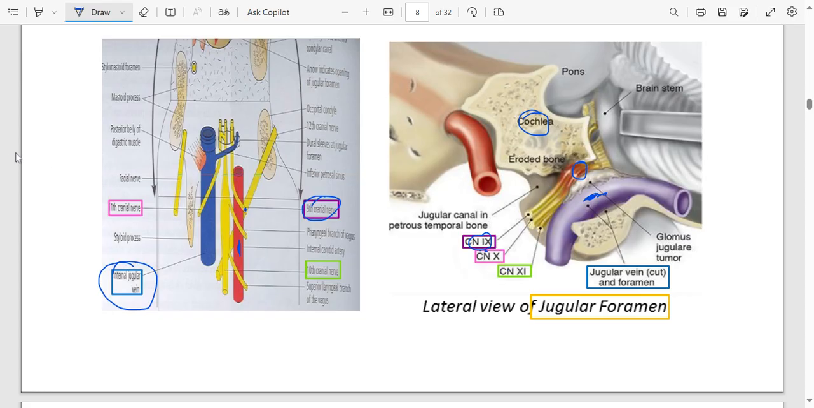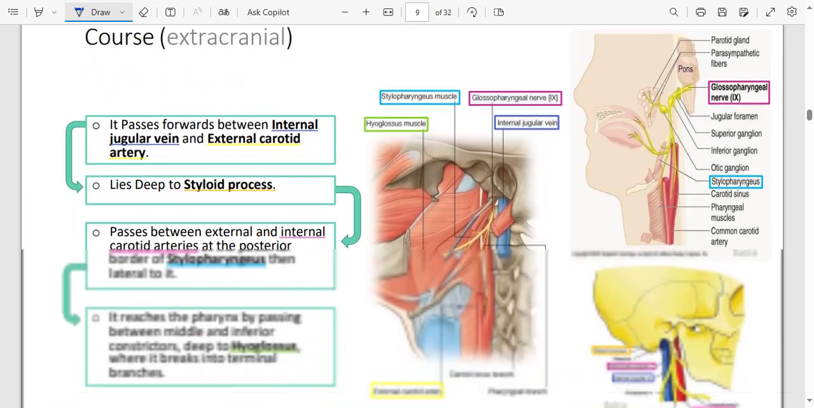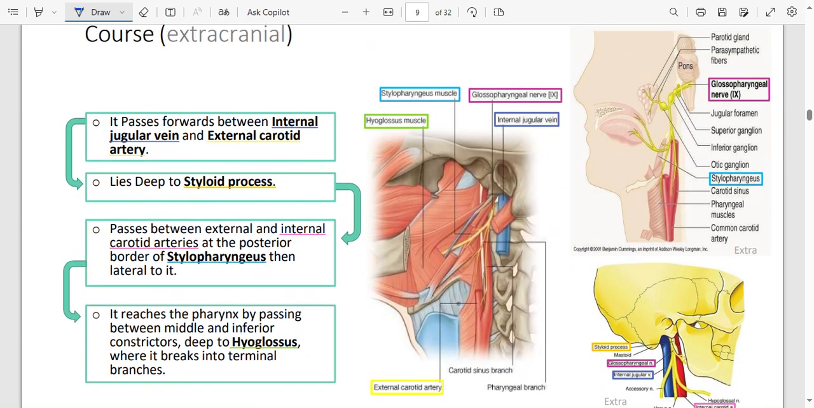Actually, these cranial nerves will be moving in what we call the carotid canal. If you remember, we talked about the carotid canal when we were talking about the neck. But what happens is that cranial nerve number 9 and the other cranial nerves are going to leave the canal if they don't continue going down. It's only the vagus that remains alone in the carotid canal. And this nerve lies deep to the styloid process. Okay. It passes between external and internal carotid arteries at the posterior border of stylopharyngeus, then lateral to it.